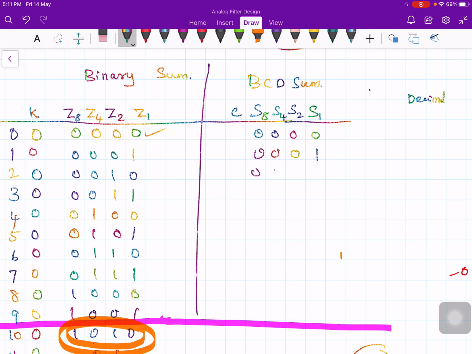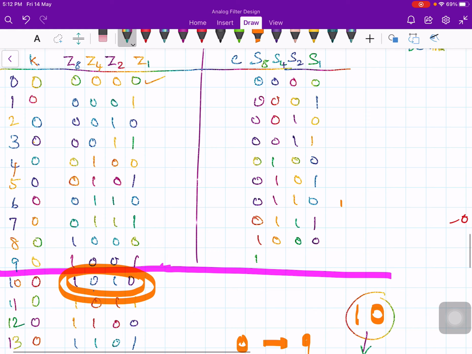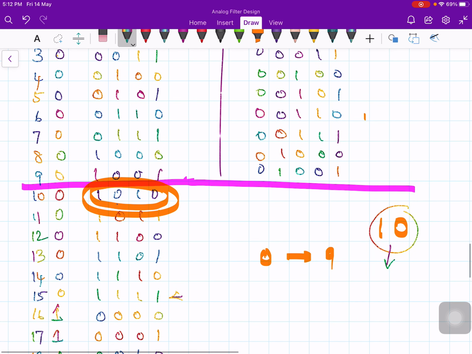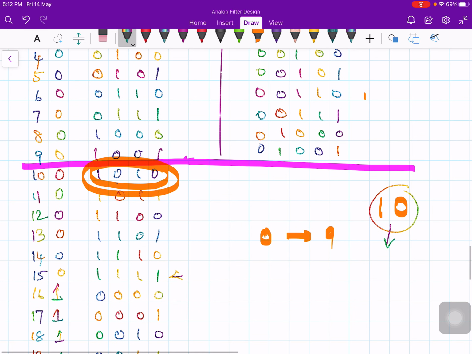0001, 0010, 0011, 0100, 0101, 0110, then 0111, 1000, and then 1001. So there is no carry. Okay, so you put all carries 0. The moment you exceed 9, then there is a problem. So you need to do the correcting factor. You add 6 to that. If you add 6 to this 1010, then the carry becomes 1 and then 4 zeros.